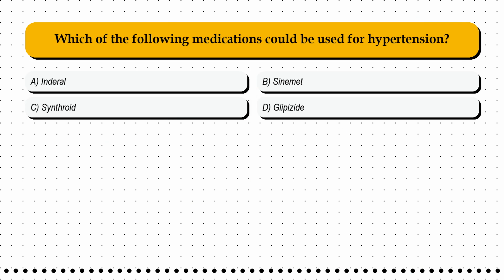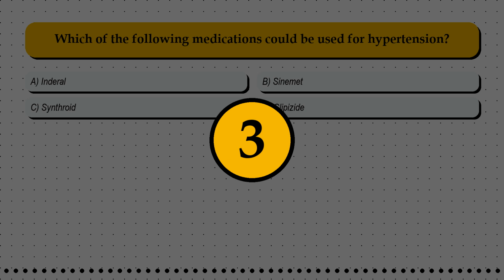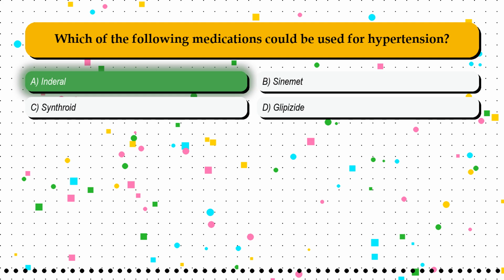Question 313. Which of the following medications could be used for hypertension? Option A, Inderal. Option B, Sinemit. Option C, Synthroid. Option D, glipizide. The correct answer is option A, Inderal.